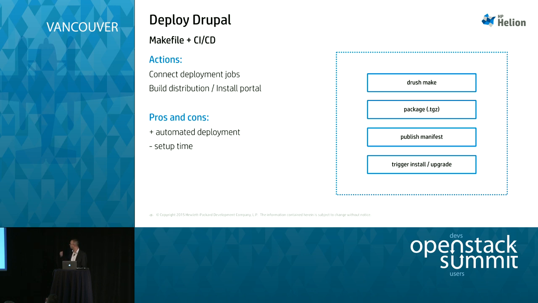And basically, it means we have a very short setup time. After this Drush make, we are just building a package. It can even be a Debian or a Red Hat package. We can publish a manifest file about the latest version of the distribution we made, and we can trigger an install and upgrade. And the question comes here: how to install or upgrade this Drupal site we prepared and packaged?